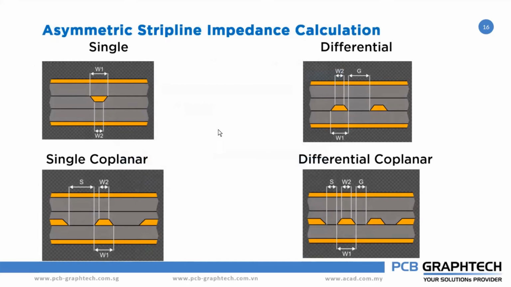Then the next feature is asymmetric stripline impedance calculation. So this feature is mainly here.